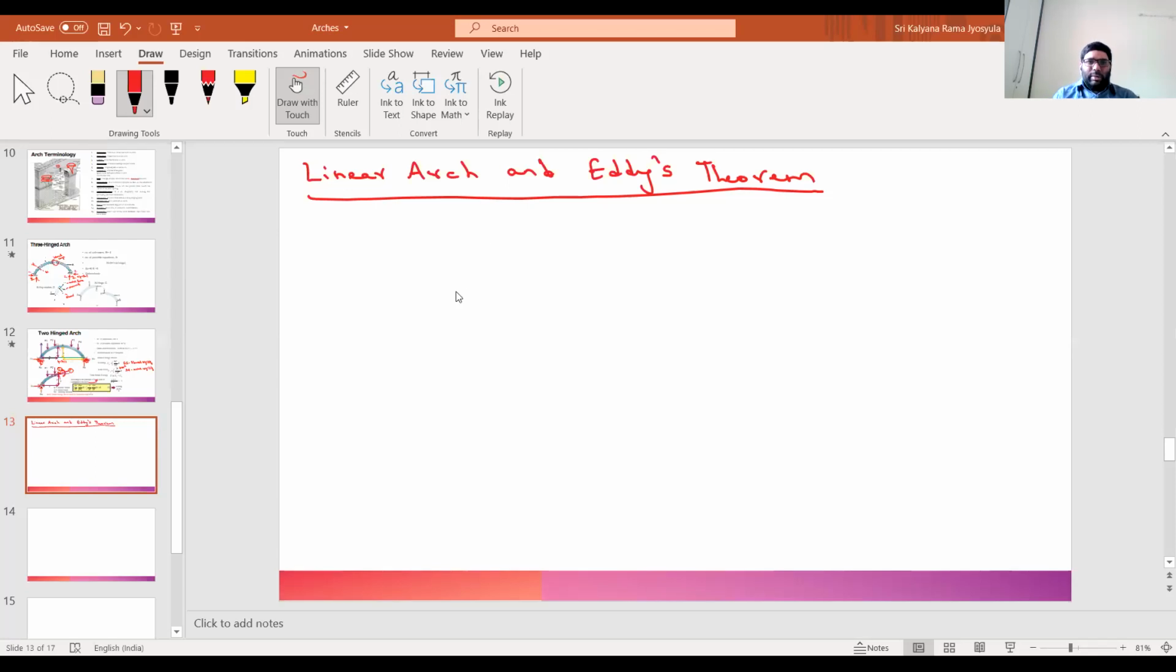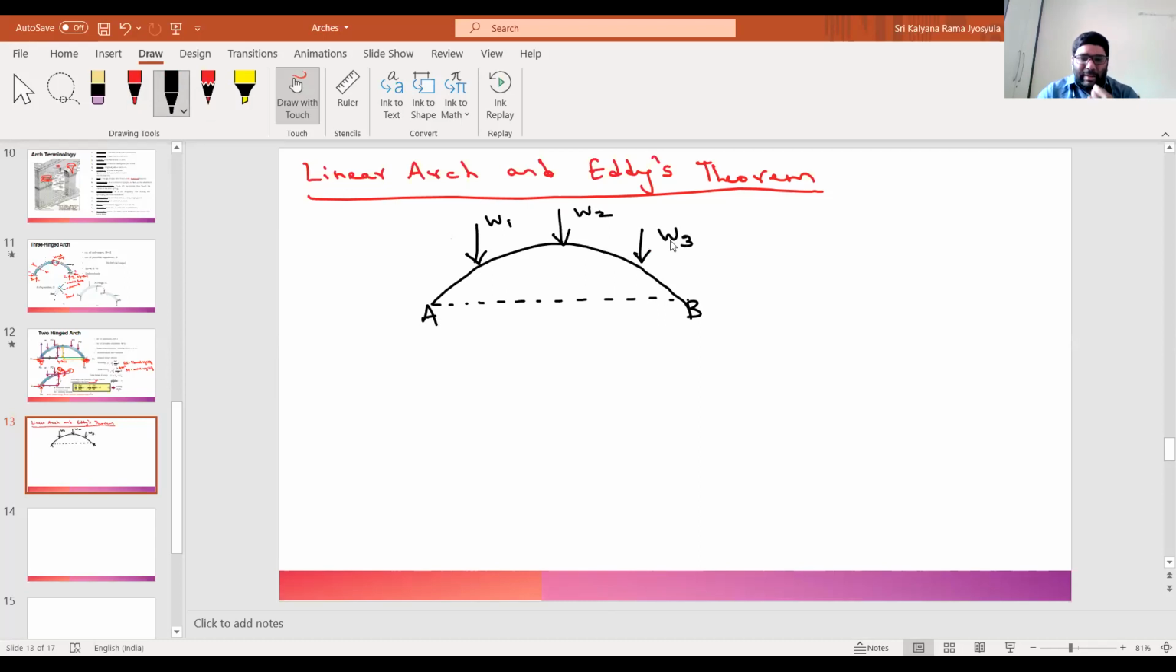Let us take an example of an arch, an original arch with any good shape, parabolic, whatever it might be, and let us subject it to various loads. This is A, this is B. You have different loads here. Let us also take some supports, both ends pinned, such that we get to know the reaction components acting there: RB, HB, RA, HA.